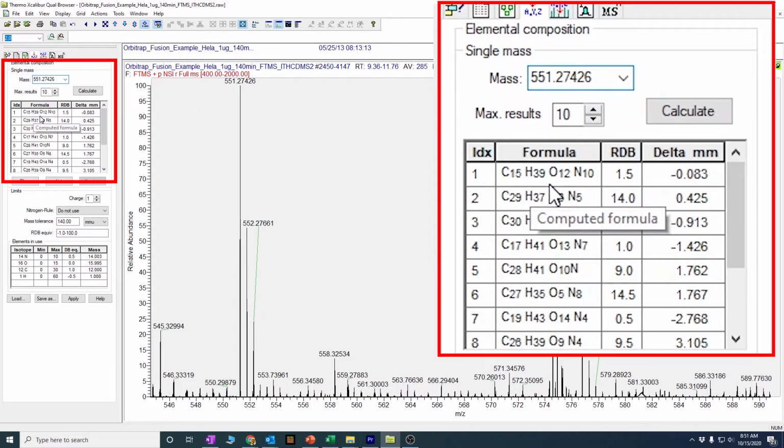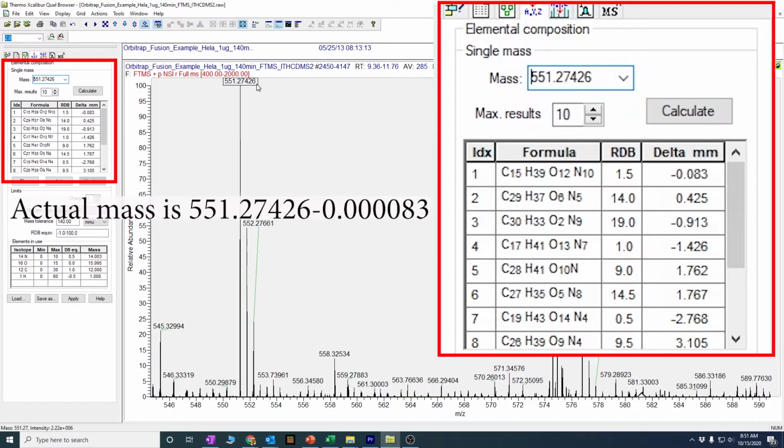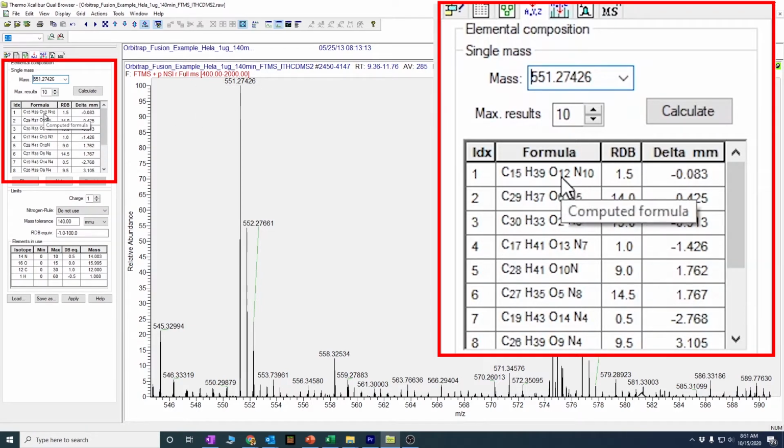So this guy is C15, H39, O12, and N10 with an error of negative 0.083 millimass units. So this formula lines up with 551.27426, but it's off by 0.00083 mass units. Now, you kind of have to go through and see if you can draw a reasonable structure. That's a lot of oxygen and nitrogen, but these are actually amino acids. So this is potentially feasible, but you have to go through and draw a reasonable structure and see what you can fit to it.